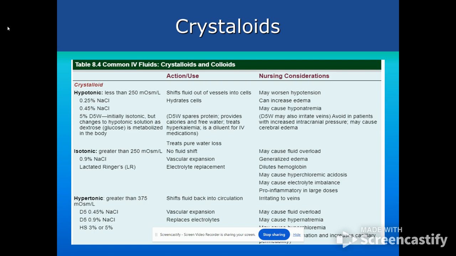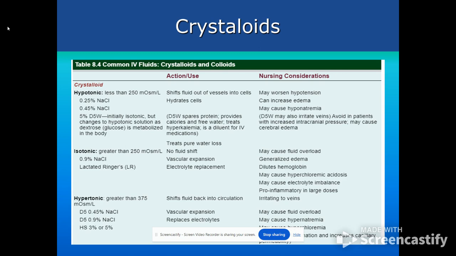With isotonic, which is 0.9% normal saline and lactated Ringer's, there's no fluid shift. It's vascular expansion, so it's going to expand the vascular fluid. It will help with electrolyte replacements. It can cause fluid overload because, again, it's going to be in that vascular volume expander. It can cause generalized edema. It will dilute the hemoglobin because we're hydrating the blood essentially, so it's going to decrease the hemoglobin. It can cause electrolyte imbalances, things like that.